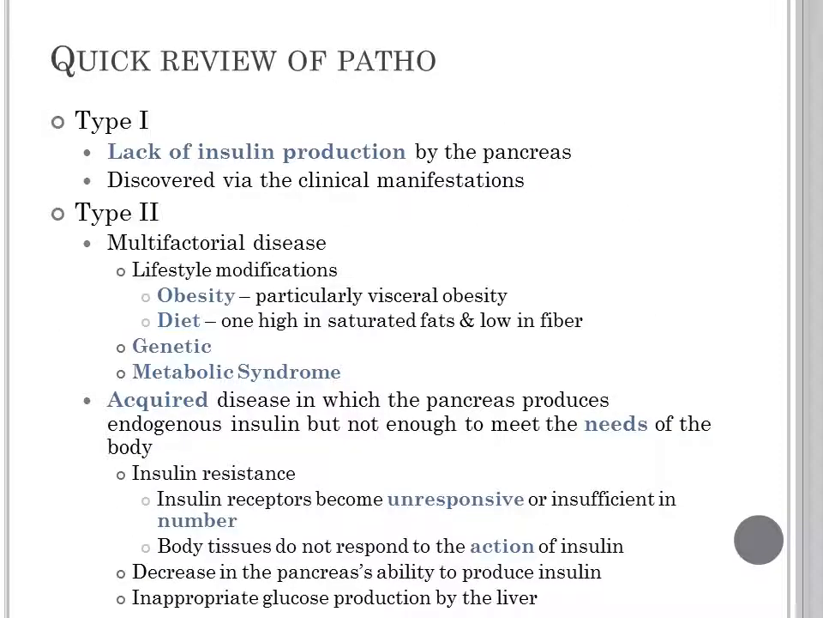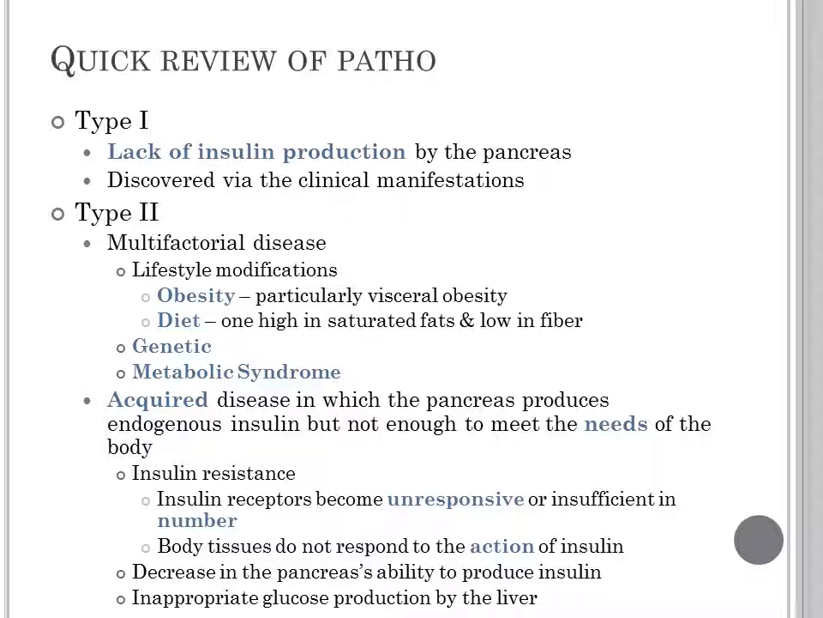So I'm just going to give you a 10-cent review of the pathophysiology of diabetes. This is a topic in and of itself that could take literally 4 hours, but we're not going to do that, because nobody wants to sit here for 4 hours in the summer for a pharm lecture. So, just a quick overview. They are different from each other. Type 1 is defined as a lack of insulin produced by the pancreas.